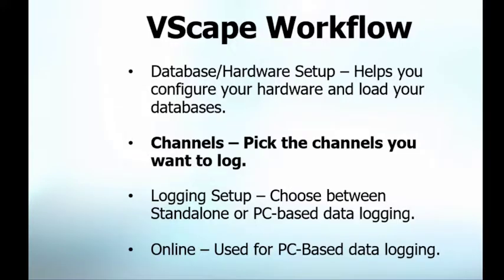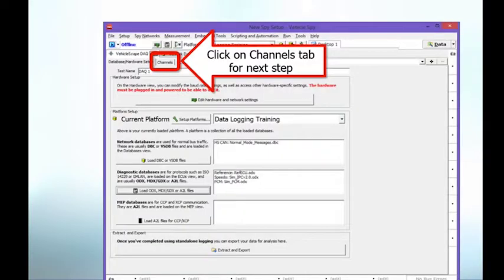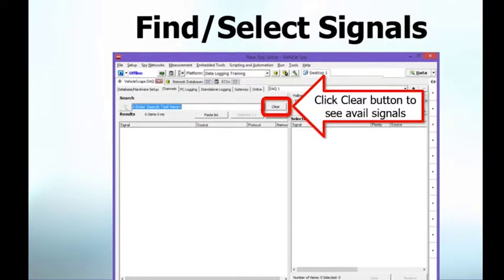All right, so now we've loaded all the files. Now we want to pick what we want to log. So the next tab in our series of tabs is called the Channels tab. And this is where you pick what you want to log. So when you click on Channels, you'll get this screen.